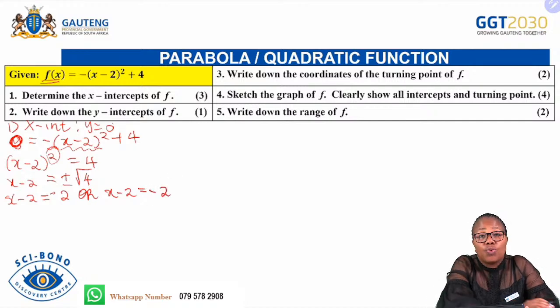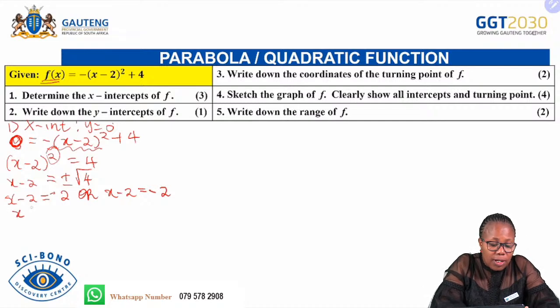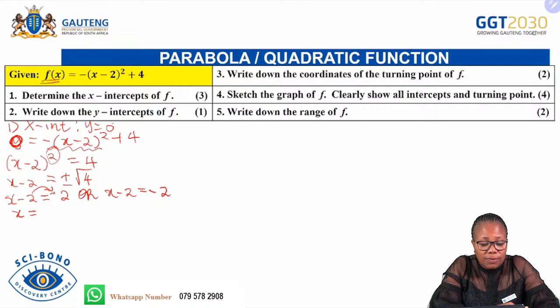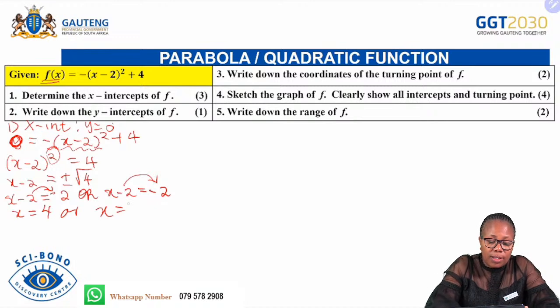Now, this gives us the solution x equal to, the negative 2 comes to the other side and becomes positive, 2 plus 2, 4. Or we have x equals to, transposing minus 2 to the other side, positive 2 minus 2, then this one gives us a 0. Those are the x-intercepts of that particular function.